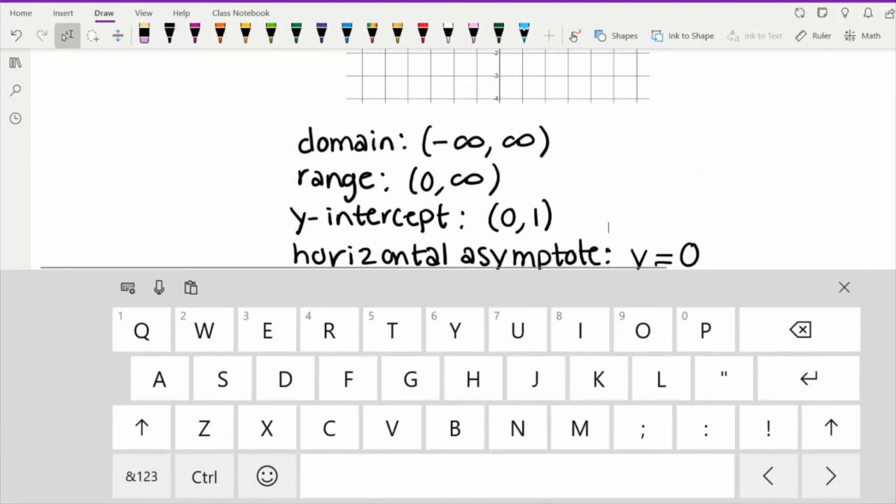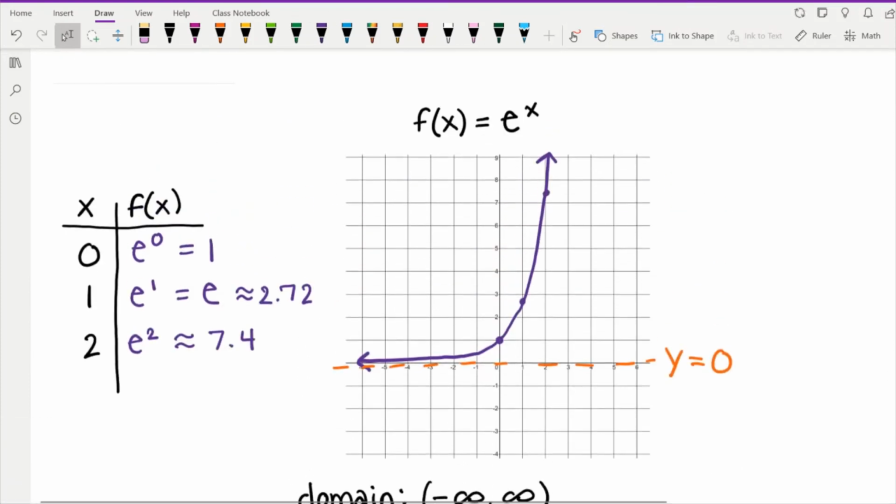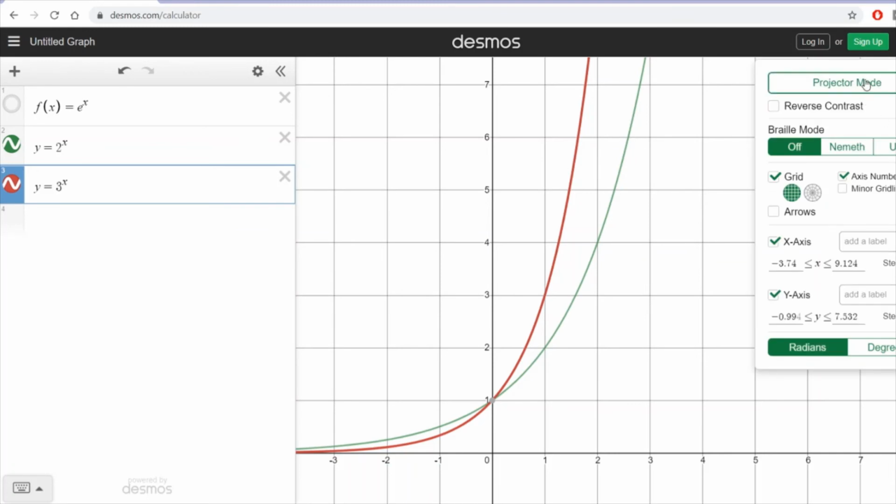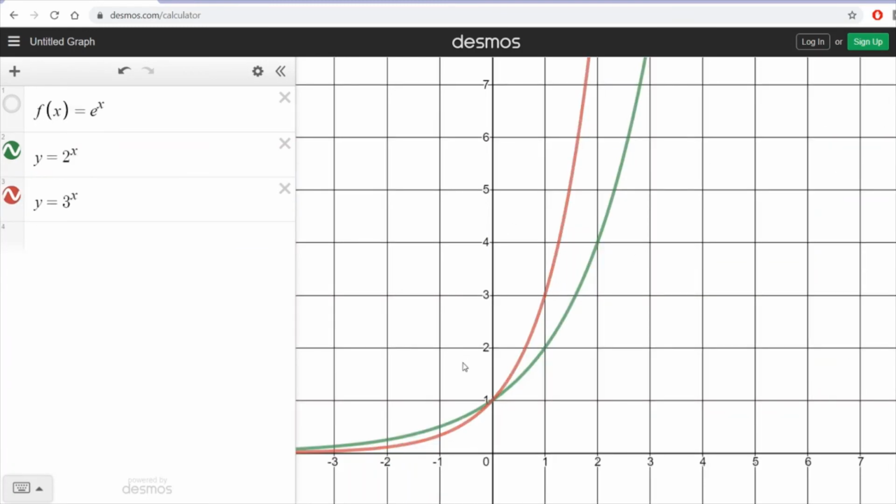One other thing I want to show you to give you a little bit more of an idea of what the shape of this graph looks like. So remember that the bigger the base of an exponential function, the steeper its graph is, right? So here I have 2 to the x in green, and then I have 3 to the x in red. So I want you to think about, where is the graph of e to the x going to fit in? If you had to guess, on which side of these different functions is it going to lie, and which one is it going to be closest to? Well, it should be between 2 to the x and 3 to the x, right?